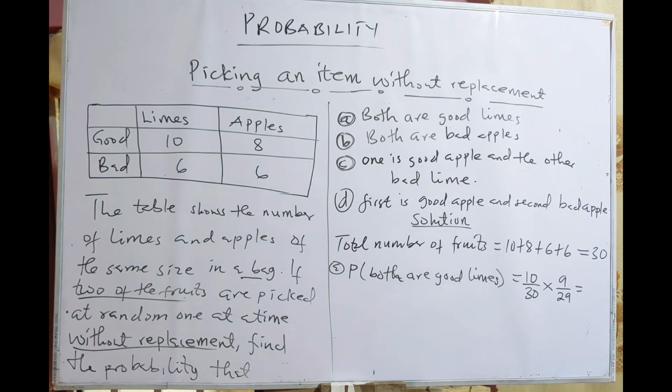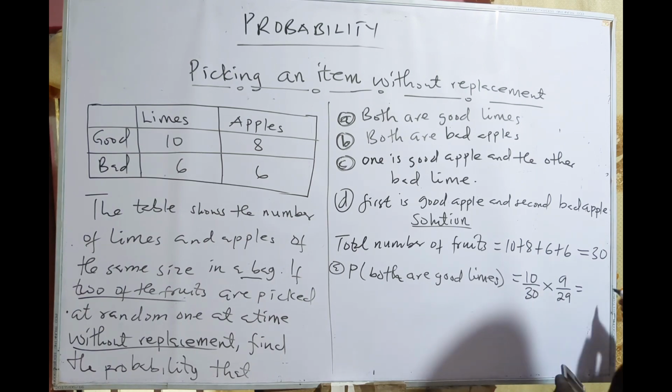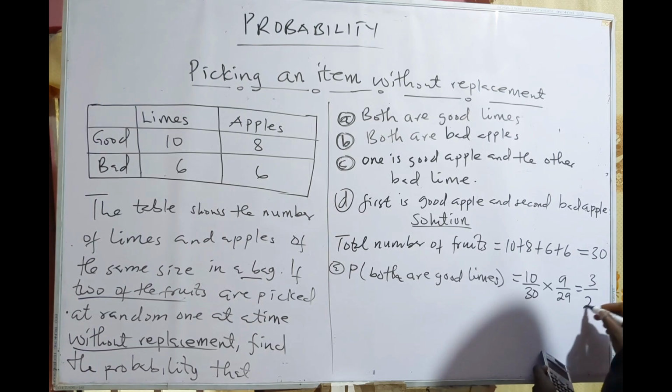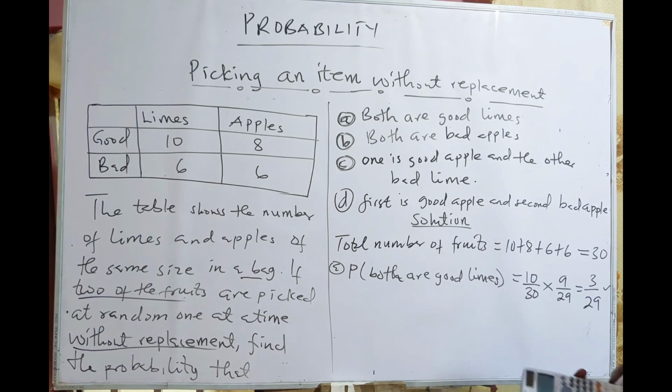So the first good lime is picked and put aside. The number of good limes reduced by 1 to 9, and the total number of fruits in the bag reduced to 29. So 10 over 30 multiplied by 9 over 29. Alright, I think that makes sense. So we have our answer as 3 over 29. So the probability of both being good lime is 3 over 29.